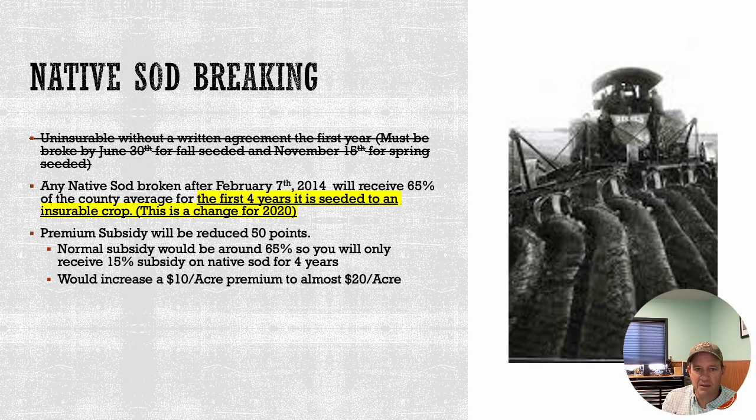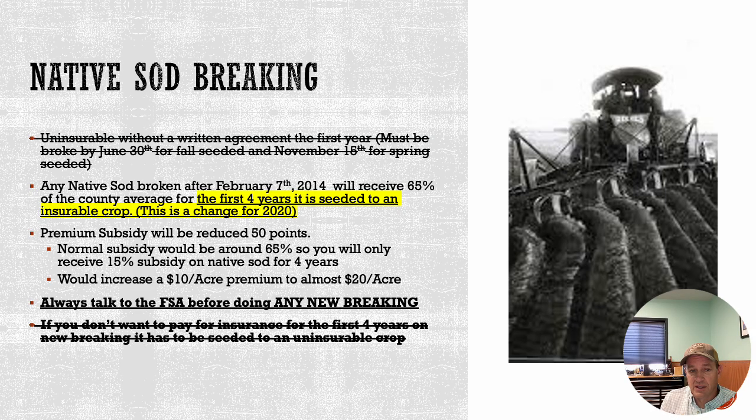And native sod breaking, you don't get a very good yield for the first 4 years if you do that, and you'll lose a lot of your subsidy. But the very biggest thing is talk to the FSA before you break out anything on your maps that says SOD on it. Native sod's a real hot button issue with keeping that preserved. And if we do that, we need to make sure we have a plan. The FSA, if you don't do that part, you could lose all your subsidy.